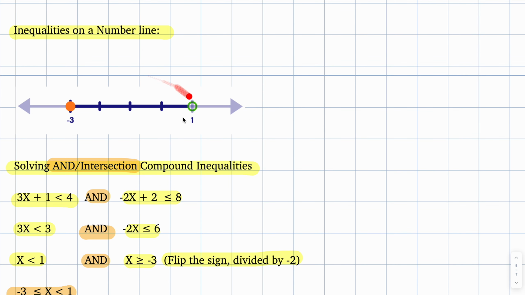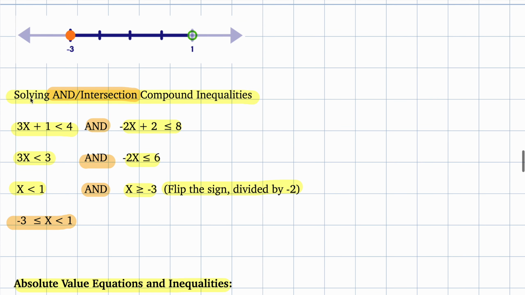Here are some inequalities graphed on a number line, but let's look at solving and/intersection compound inequalities, where they have to be between a certain range. So 3x plus 1 has to be less than 4, and negative 2x plus 2 has to be less than or equal to 8. We solve each of these by itself, but at the end we group them.